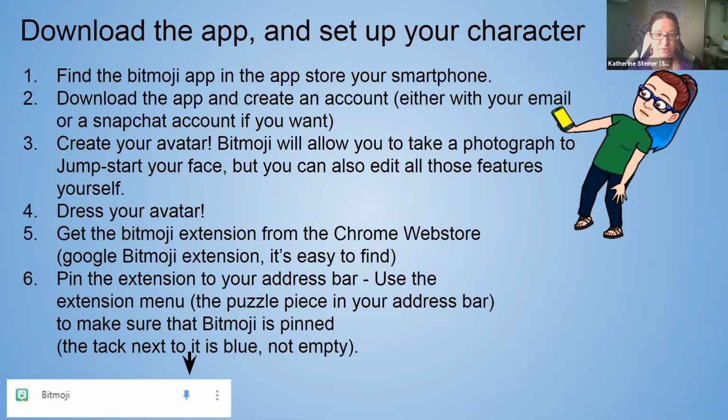The next thing you want to do is pin the extension to your address bar. The way to do that is hit the puzzle piece in the top right corner of your screen, and that'll show you all of your extensions. You're going to find the Bitmoji extension. It's right there in the corner. I screenshotted what it'll look like for you.